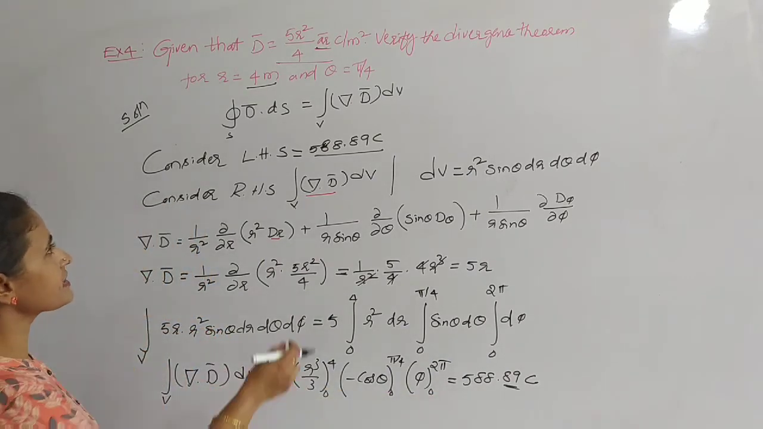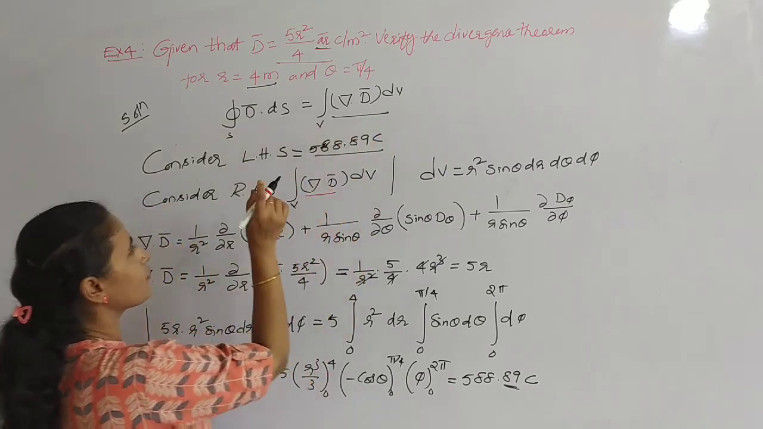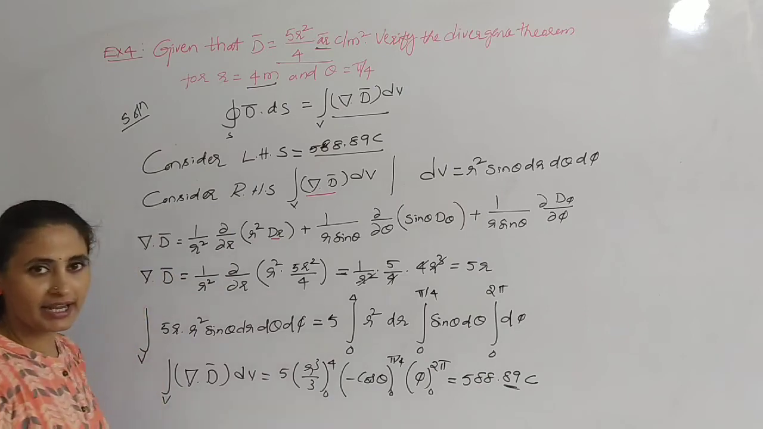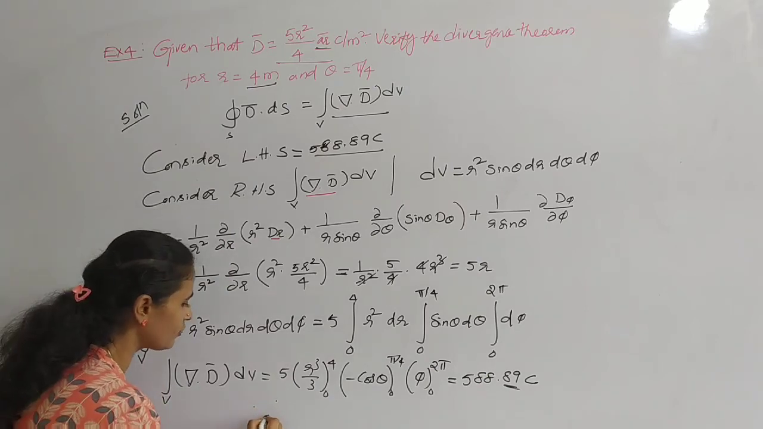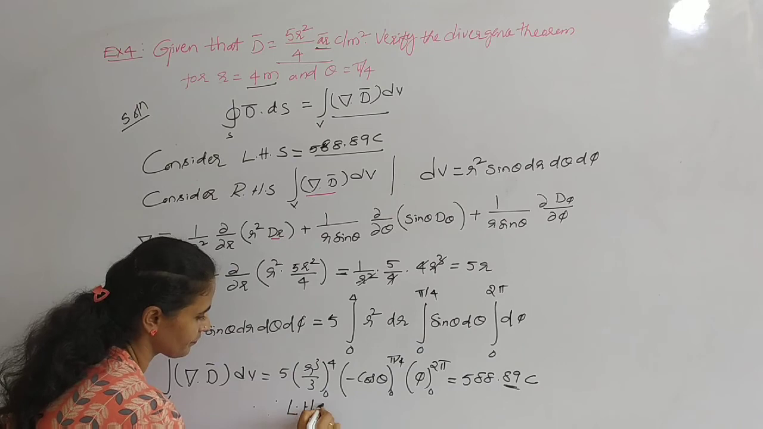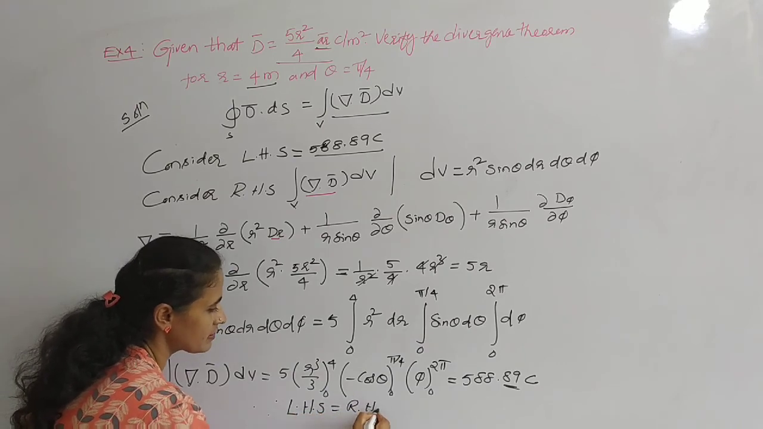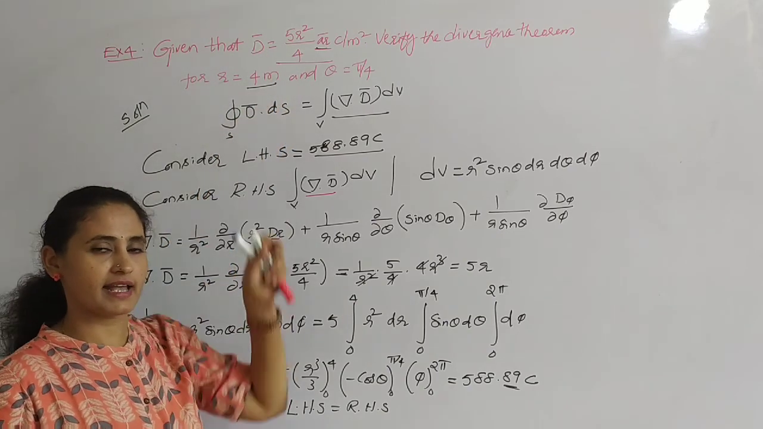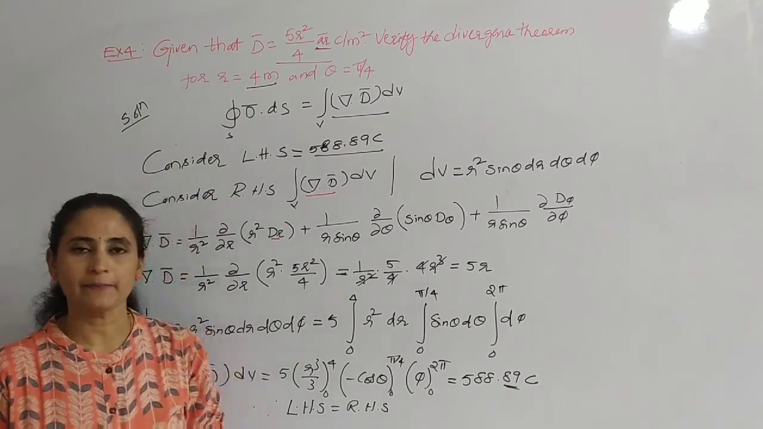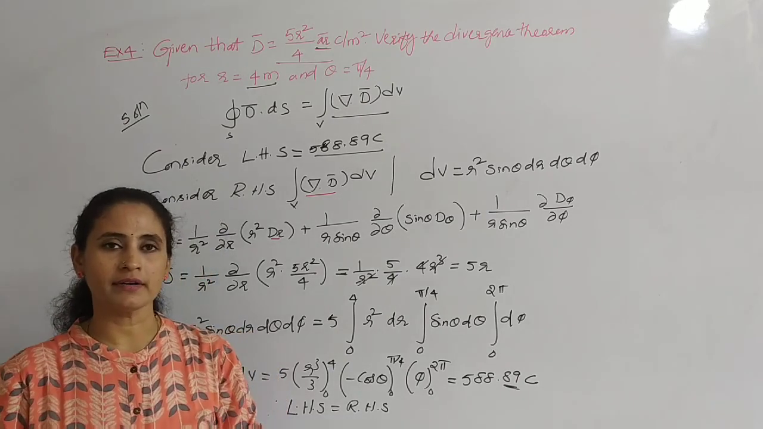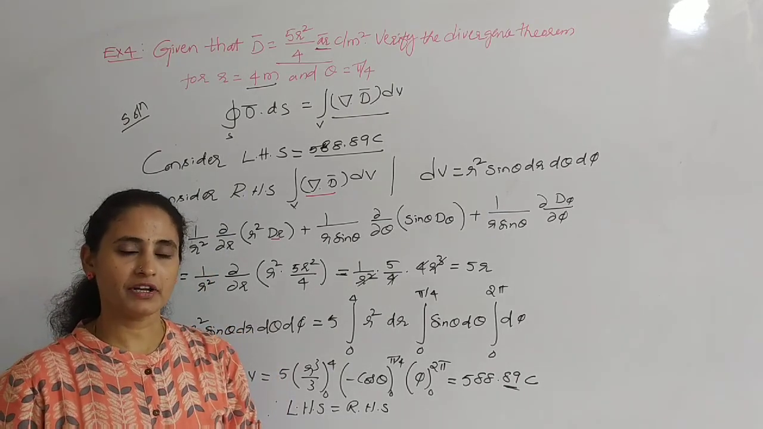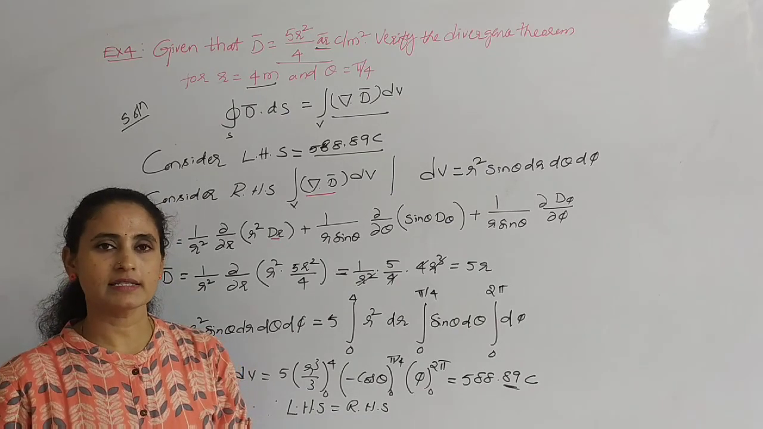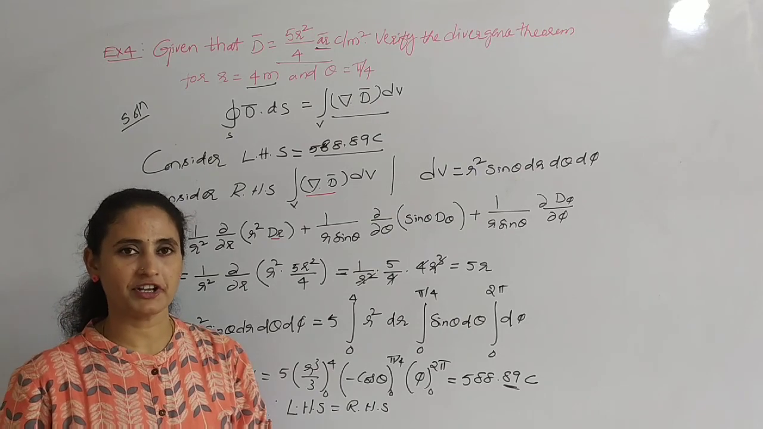So this is the RHS side, and the left hand side we already obtained as the same value. Okay, since the LHS term equals the RHS term, the divergence theorem for the given electric flux density has been verified. Okay, so this is about the numericals on electric field, electric flux density, divergence theorem and Gauss law. In the next class, we will discuss the electric potential. Thank you.